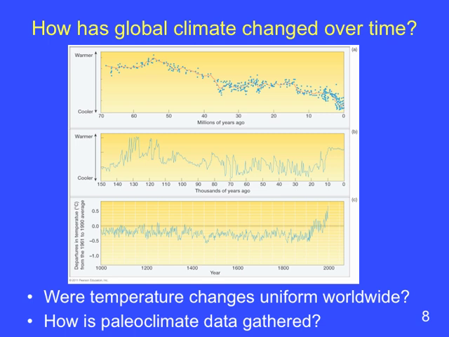So a couple questions that I'm hoping that you're already thinking about is, first of all, were these temperature changes uniform worldwide? Where are we collecting the data from? Are we collecting the data from a region at 50 degrees latitude? Are we collecting it at 80 degrees latitude? Are we collecting it at the equator? So are these data sets representative of what's going on with temperature around the world?